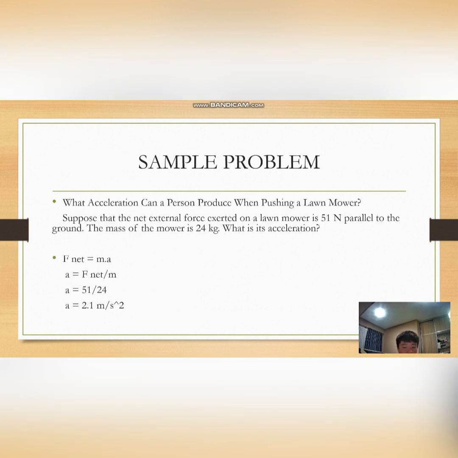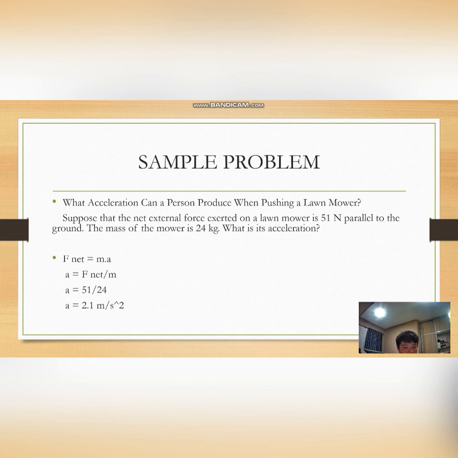These are sample problem number 1 of the second law of motion. What acceleration can a person produce when pushing a lawn mower? Suppose that the net external force exerted on a lawn mower is 51 newtons parallel to the ground. The mass of the mower is 24 kg. What is the acceleration?